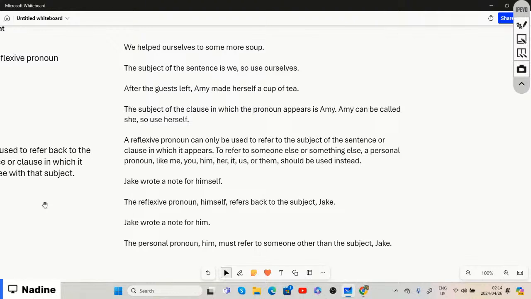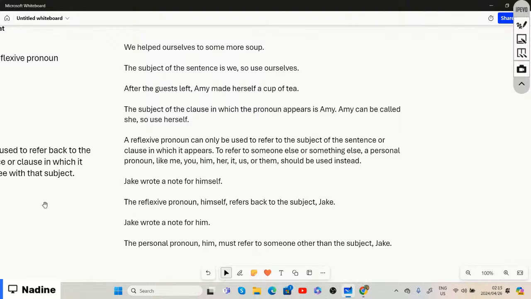And an example of a personal pronoun, right? For example, where we say, first, Jake wrote a note for himself. So this one is still Jake wrote a note for himself. This is still a reflexive pronoun, right? Because himself refers back to the subject Jake. But if we say Jake wrote a note for him, then that becomes a personal pronoun because it refers to someone else.